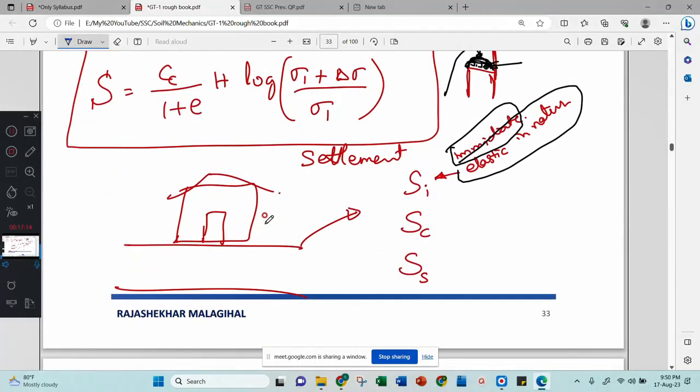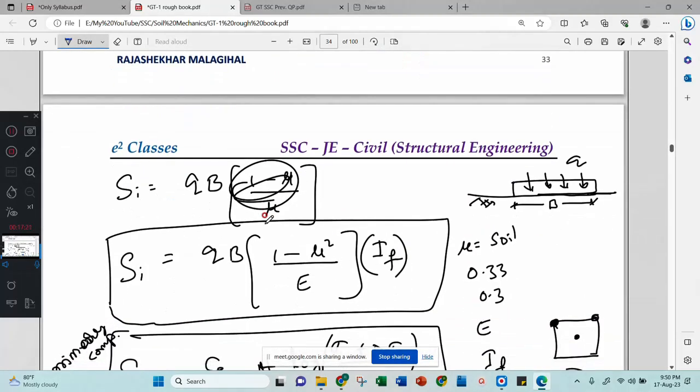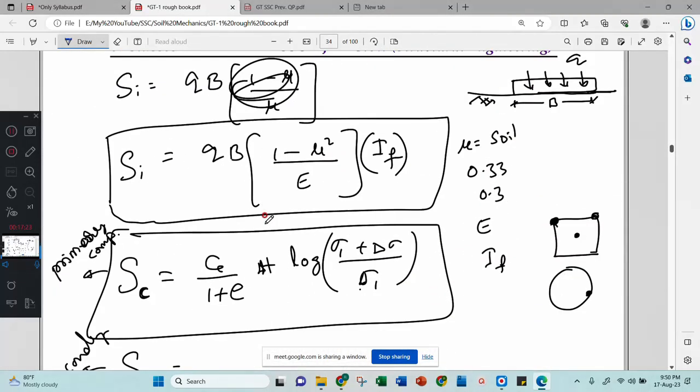Then what about other settlement? We have three types of settlement: immediate settlement, consolidation settlement, and secondary consolidation settlement. Immediate settlement is considered elastic settlement. Why? Because the soil will regain its original size. Therefore, it's considered elastic settlement.